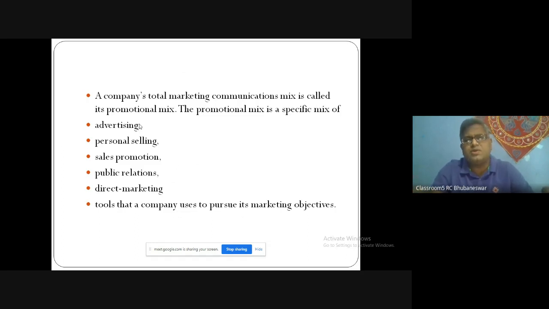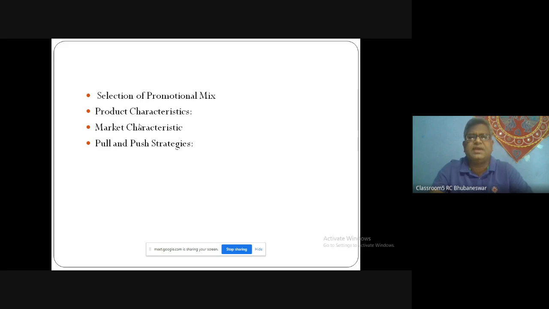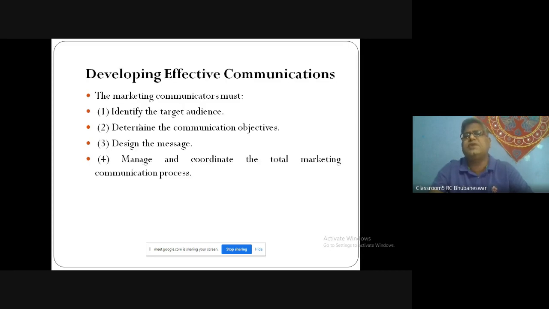The promotional mix is a combination of advertising, personal selling, sales promotion, public relations, and the direct marketing concept. This is the way through which the promotional mix can be enhanced. Apart from these, in the selection of the promotion mix, you can identify product characteristics, market characteristics, and adopt some pull and push strategy.